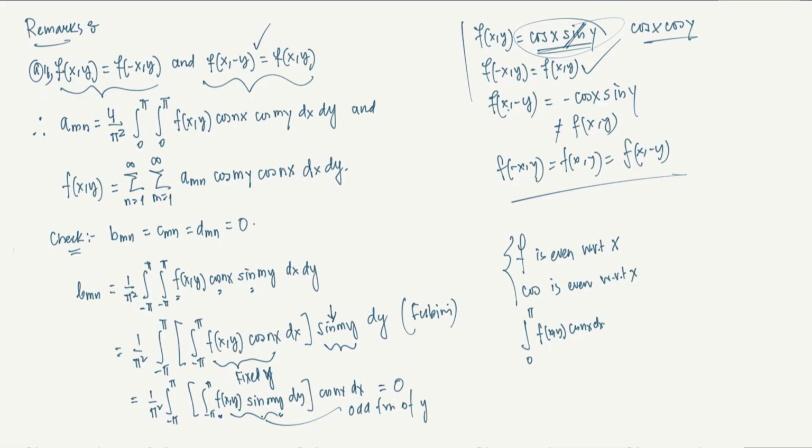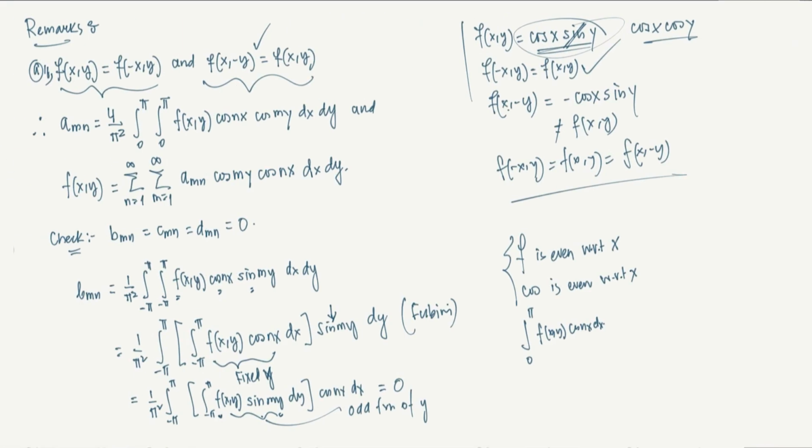If you do it the other way, it is a little complicated to calculate. You better do it this way: first fix x and think of it as a function of y, and then you are done. Similarly we can do it for the other parts also. I hope this is clear now. So b of mn is 0. You can similarly show c of mn and d of mn are also going to be 0.